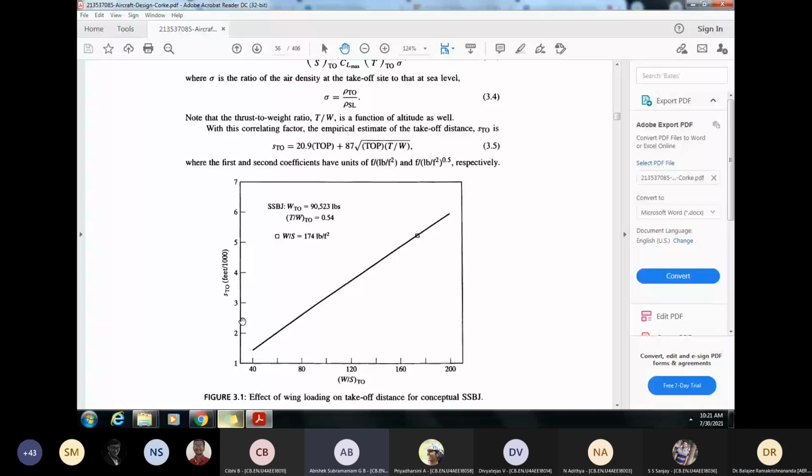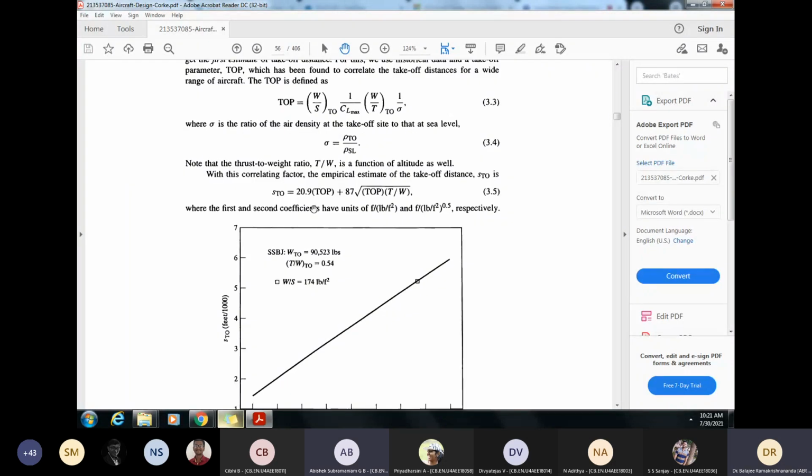You understood? Abhishek, do you understand? Yes, sir. Yeah. So weight should be in newtons, thrust is in newtons, so T by W is non-dimensional. But then, you see, to use this formula, you are having this 20.9, 87, etc. Yeah, that's okay. Thanks. You can mute your mic, Abhishek.